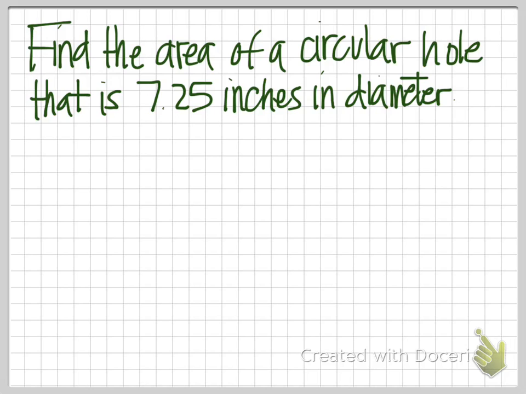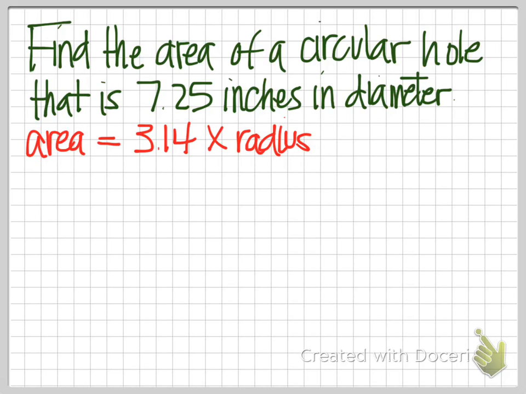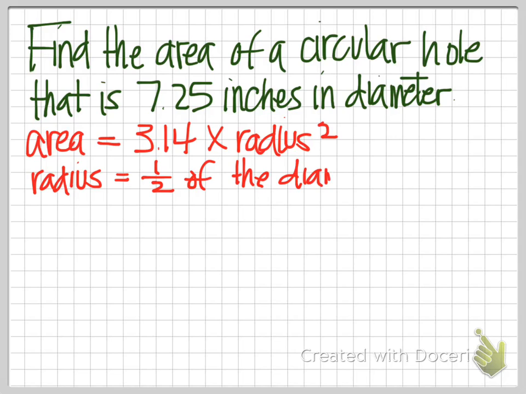The formula to find area for a circle is pi, which is 3.14, times radius squared. Now radius always equals 1/2 of the diameter. Whenever you square something, you're going to multiply that number by itself, however many times the exponent is, in this case 2.